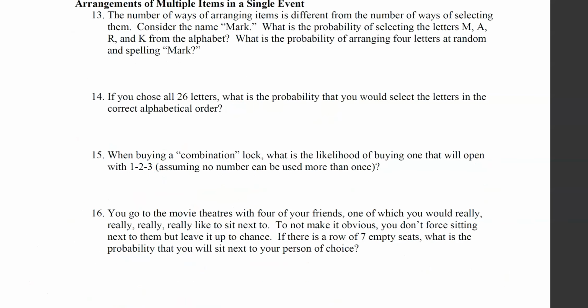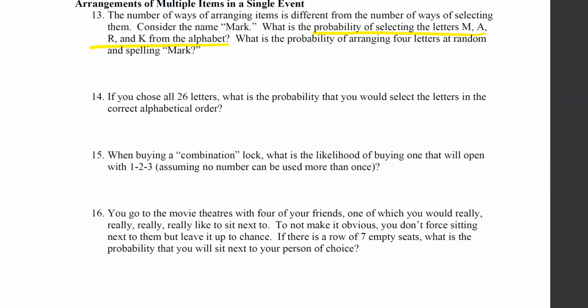Now in number 13, the number of ways of arranging items is different from the number of ways of selecting them. Consider the name Mark. What is the probability of selecting the letters M, A, R, and K from the alphabet? We'll answer that part of the question first before moving on to the next one. This here is simply just a selection. The order in which I choose these letters does not matter.